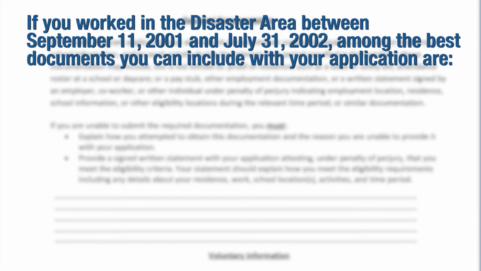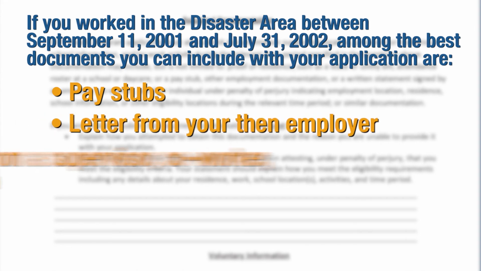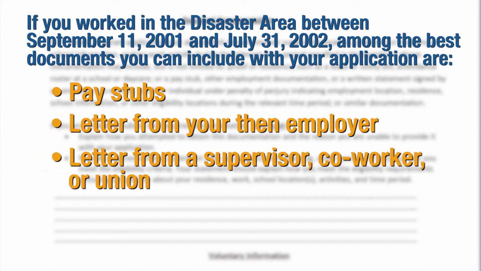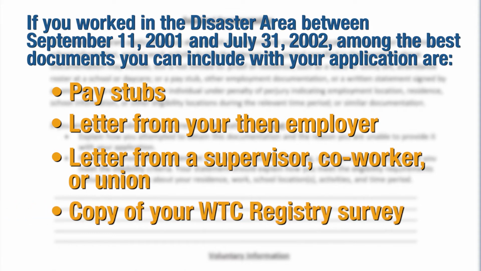Page 3. Now we'll move on to the required documentation that you must provide with your application. If you worked in the disaster area between September 11th, 2001 and July 31st, 2002, among the best documents you can include with your application are pay stubs, a letter from your then employer, a letter from a supervisor, coworker, or union. If you are enrolled in the World Trade Center Health Registry, a copy of your registry survey. Any documentation provided must verify the physical work location or address and the date range worked.